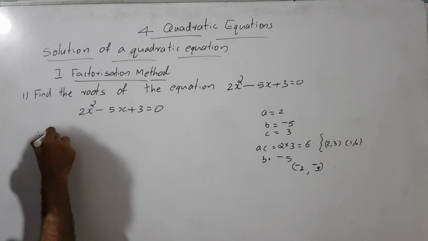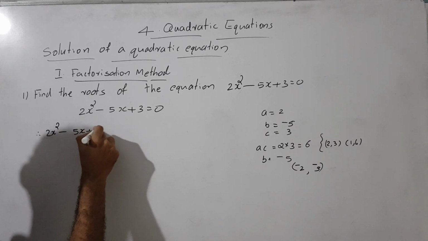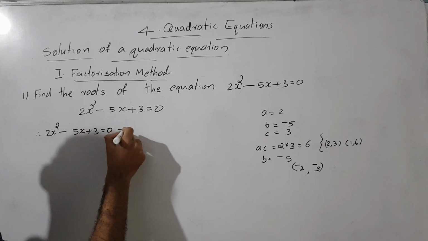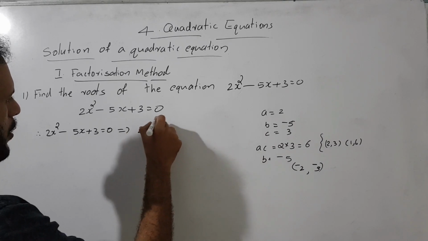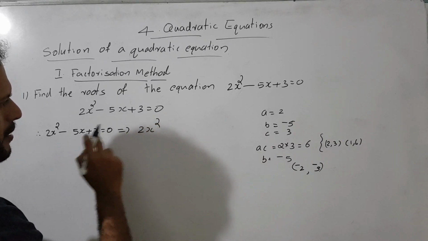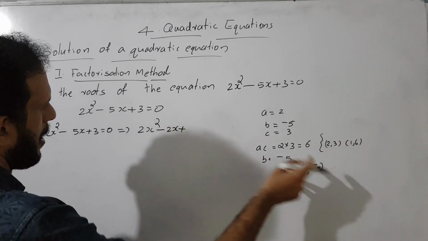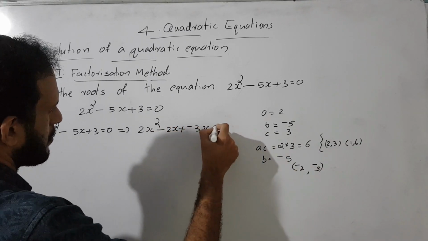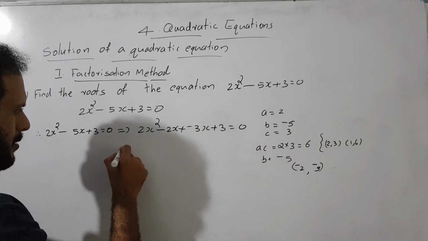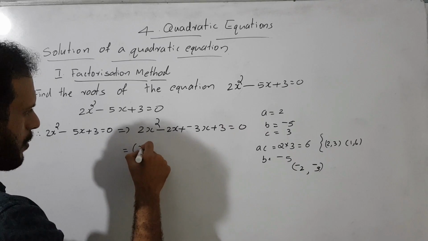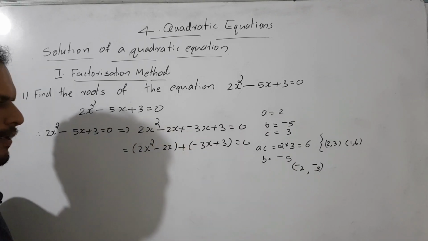Therefore 2x square minus 5x plus 3 is equal to 0 implies, what is the change that happened? 2x square, how do we split the minus 5x? That is minus 2x plus minus 3x plus 3 is equal to 0. Then we know what is next, we pair the first two and second two, correct?